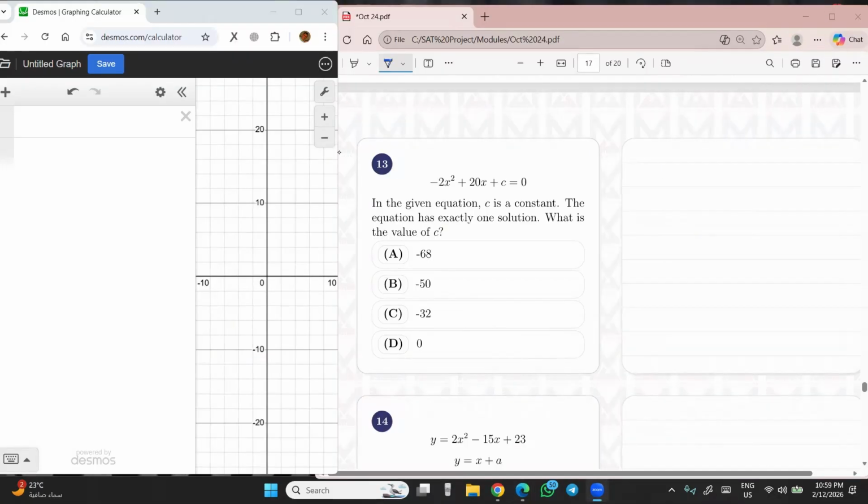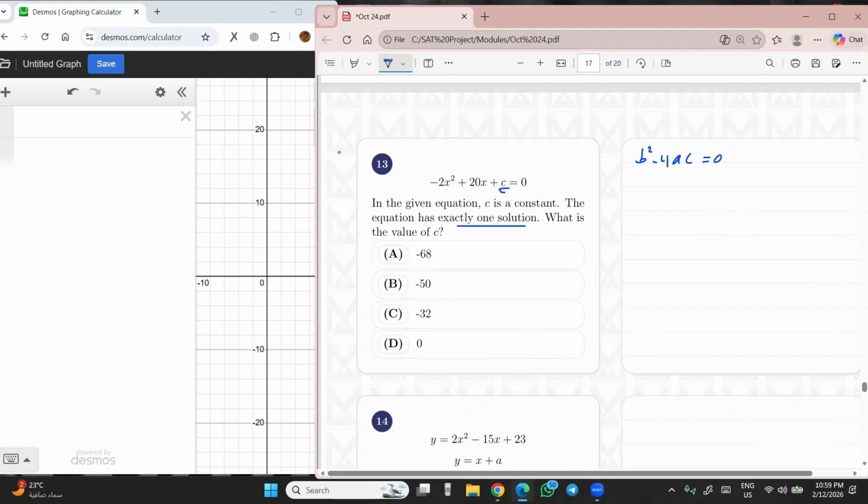And now question number 13 has a quadratic equation, but we have a constant C. In the given equation, C is a constant. The equation has exactly one solution. What is the value of C? Many ways to answer this question. One of them is using the discriminant, which says that when we have one solution, we can use b squared minus 4ac equal to 0. That's the equation that we can use.